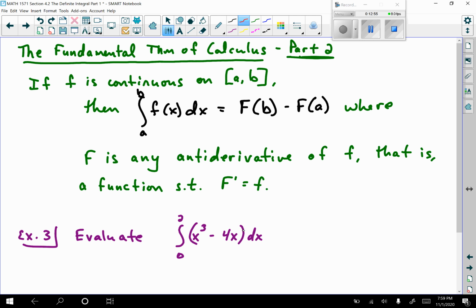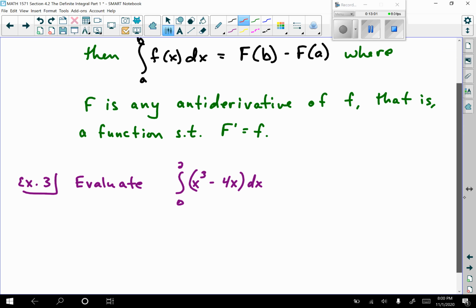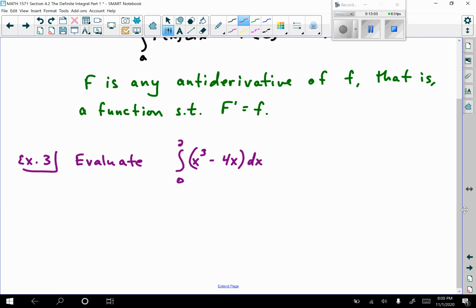We're going to go through and practice a couple of these, and that will wrap up part 1 of section 4.2. So go ahead and copy this down. We're going to evaluate the integral from 0 to 2 of x cubed minus 4x dx.